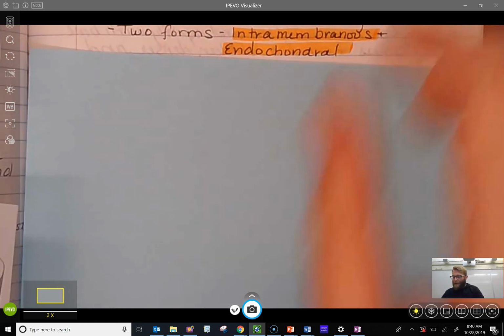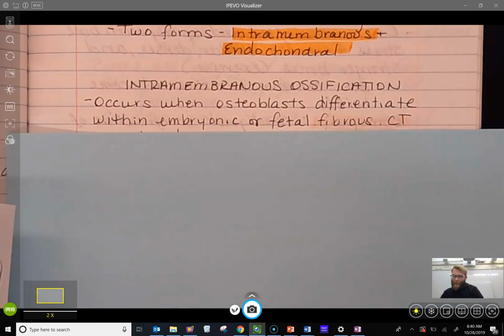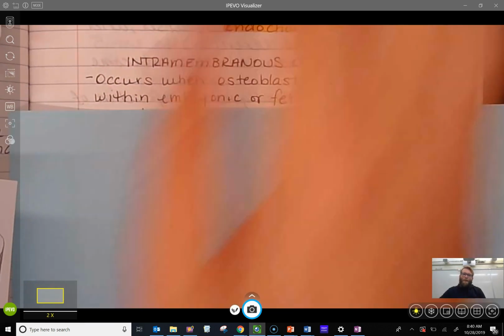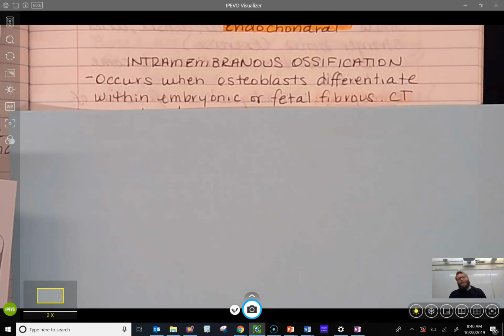Okay, so of those two forms, let's talk about intramembranous ossification. Within the membrane, ossification occurs when osteoblasts start to differentiate within embryonic or fetal fibrous connective tissue. What that essentially means is in the connective tissue between the membranes of your solidified cartilage or that early bone that's starting to form, those osteoblasts will come in and start building the calcium carbonate matrix and putting that together. So in that fetal connective tissue, you're going to have those features come together.